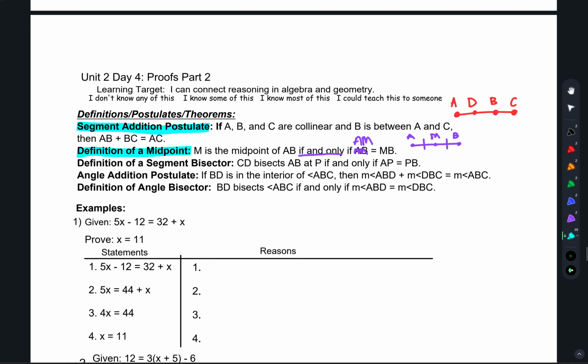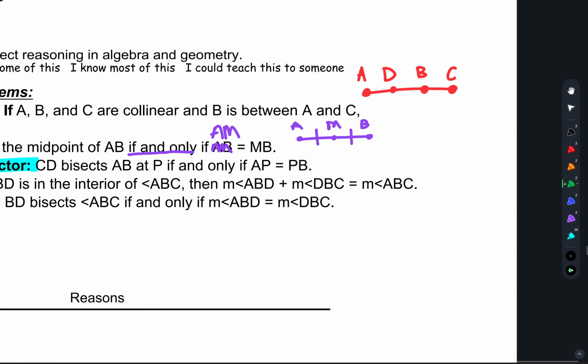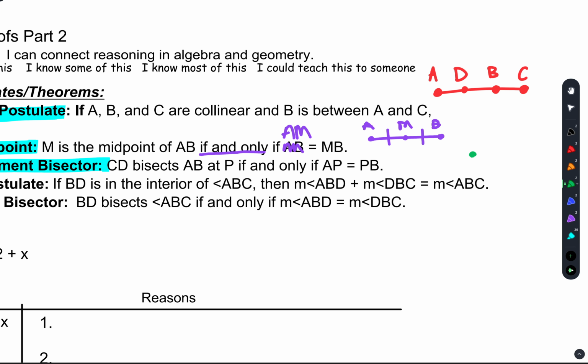Similar to that, I have the definition of a segment bisector. The definition of a segment bisector is kind of like a midpoint, except instead of a point, we know that a segment bisector is like a line or a ray. So if I have AB being bisected by CD at point P, all that says to me is that by the definition of what a bisector is, AP is congruent to PB. We've seen bisectors though, right? We kind of understand that concept from Unit 1.